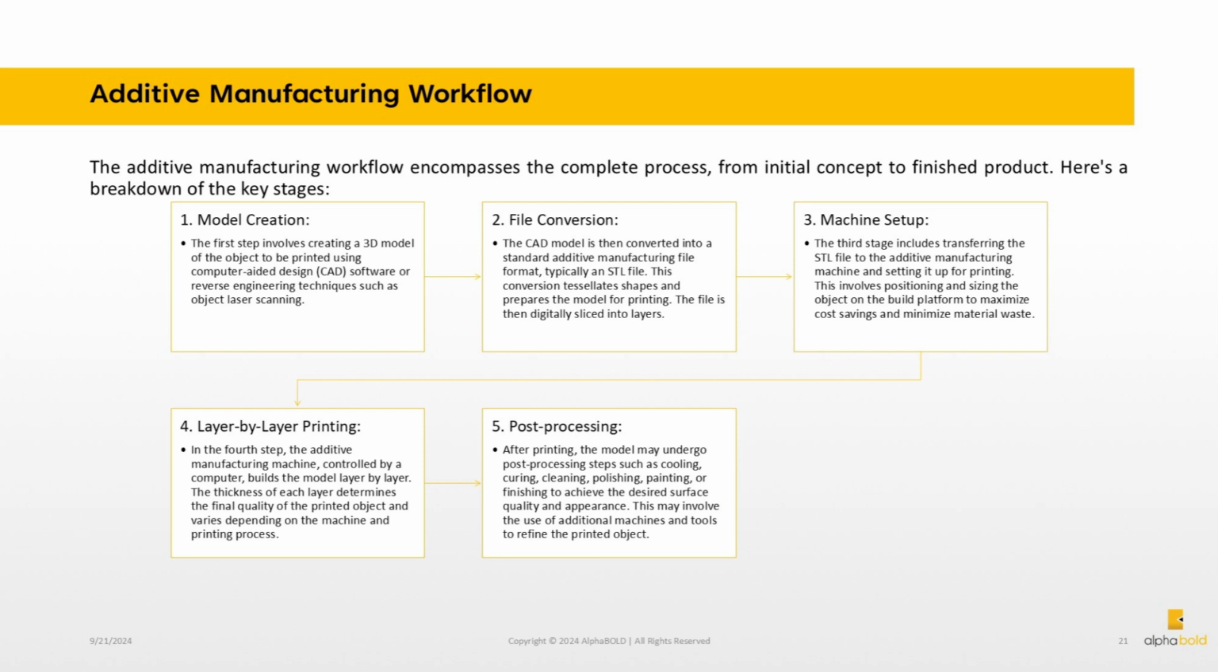4. Layer-by-layer printing. In the fourth step, the additive manufacturing machine, controlled by a computer, builds the model layer by layer. The thickness of each layer determines the final quality of the printed object and varies depending on the machine and printing process.